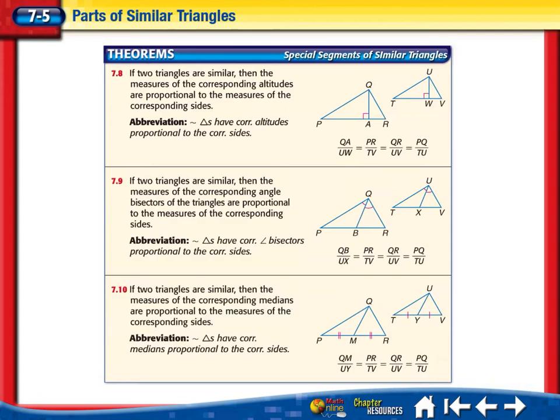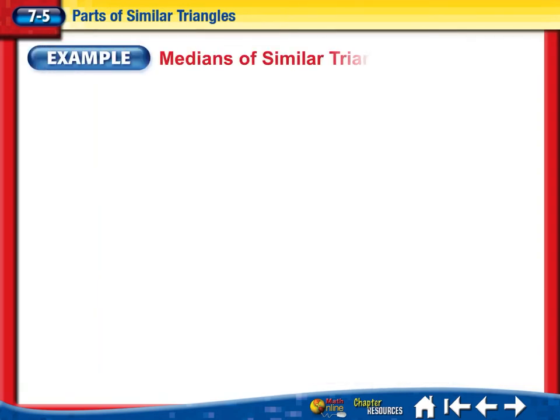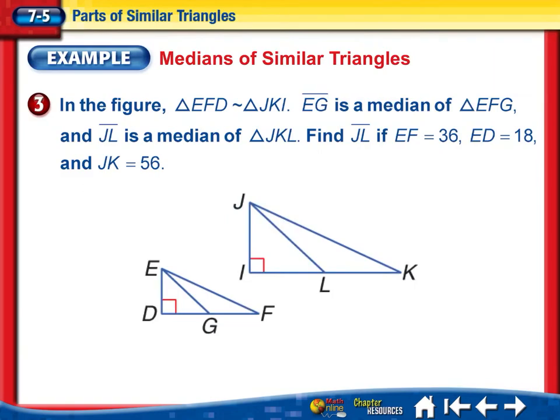Remember, an angle bisector is a segment that splits an angle in half, so it splits into two equal angles. And finally, if two triangles are similar, then the measures of their corresponding medians are proportional to the measures of their corresponding sides. The median segment goes from one vertex to the midpoint of the opposite side. And notice how they have those two slashes there to show us that that side is split in half.